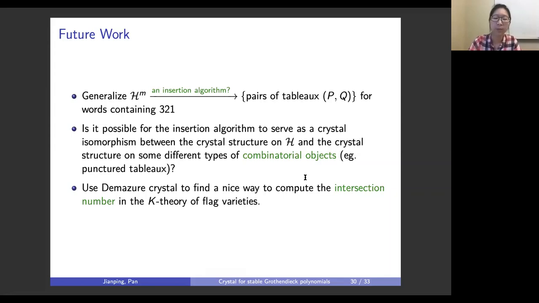And at the beginning, I mentioned that this all started with computing the intersection number in the K-theory of flag varieties. But remember, the polynomial representatives for the K-theory of flag varieties are the Grothendieck polynomials. But we are doing stable Grothendieck polynomials, which are different. So one idea is that the major crystal is a specific subset of a crystal. Can we use that to find a way to compute the intersection number?